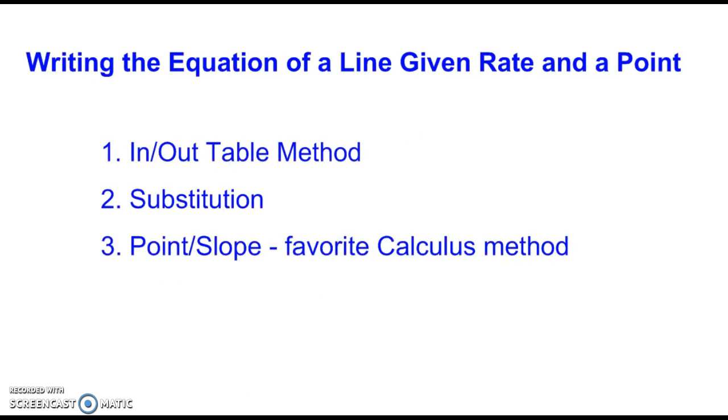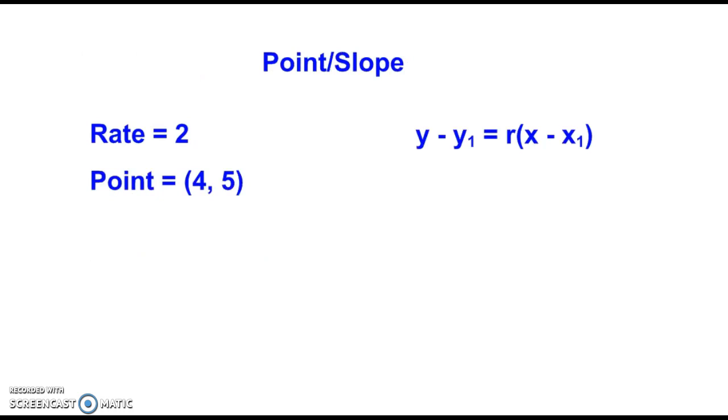Now we have our third method, which is the point-slope method. This is the least familiar to students, but the most used in calculus. Next page. So again, same rate, same point. And this is the general setup of it. In IMP 3, we'll talk about this again and ask why, where does it come from? That will come up again in IMP 3.